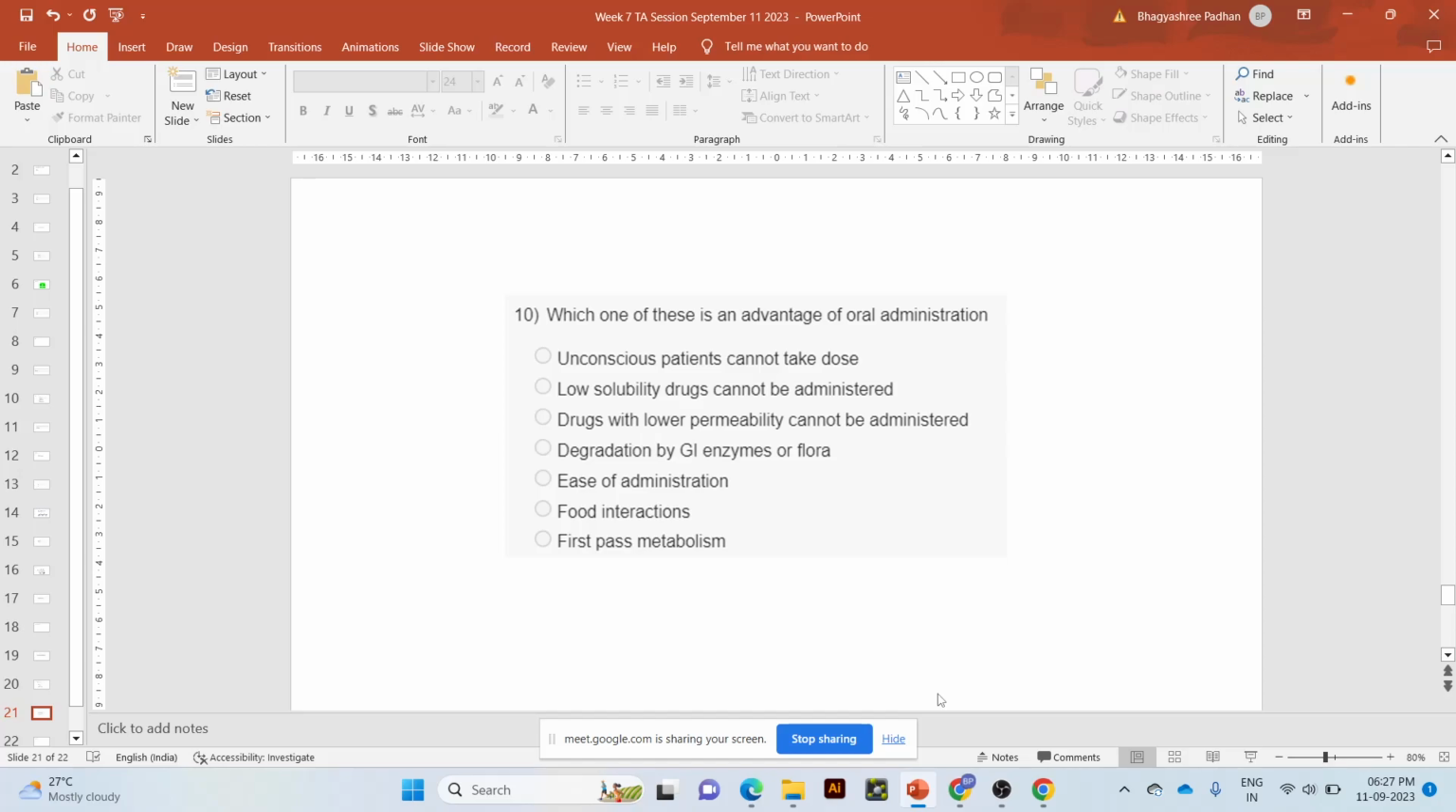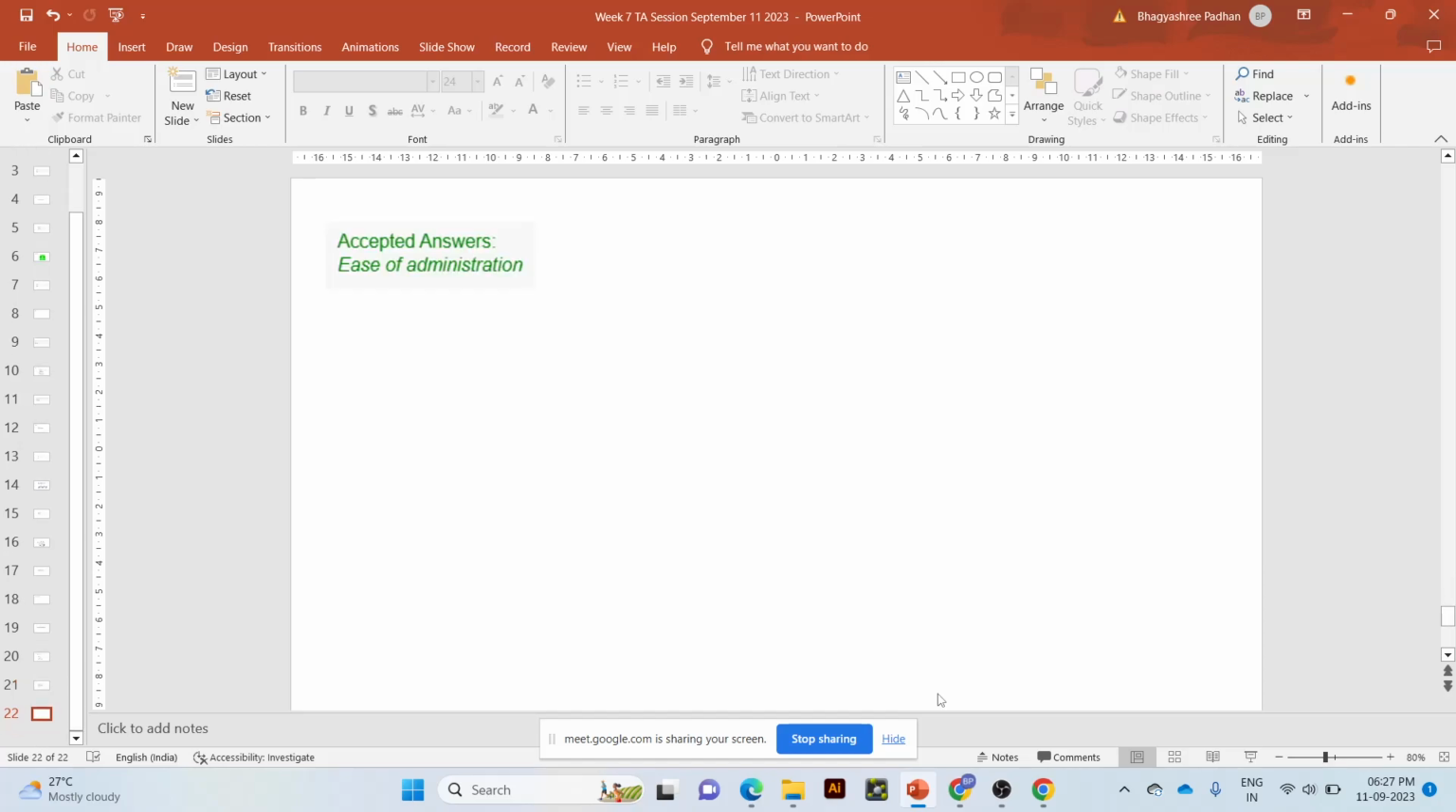Last question. Which one of these is an advantage of oral administration? Unconscious patients cannot take dose. Low solubility drugs cannot be administered. Drugs with lower permeability cannot be administered. Degradation by GI enzymes or flora. Ease of administration. Food interactions. And first pass metabolism. So you have to select only one advantage here. That would be ease of administration. You can directly ingest the oral drugs. So that is the one advantage of oral administration.